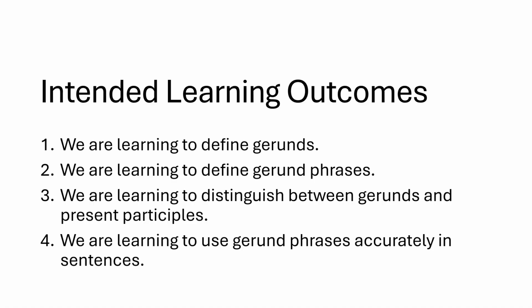There are 4 intended learning outcomes to achieve by the end of the lesson. 1. We are learning to define gerunds. 2. We are learning to define gerund phrases. 3. We are learning to distinguish between gerunds and present participles. 4. We are learning to use gerund phrases accurately in sentences.